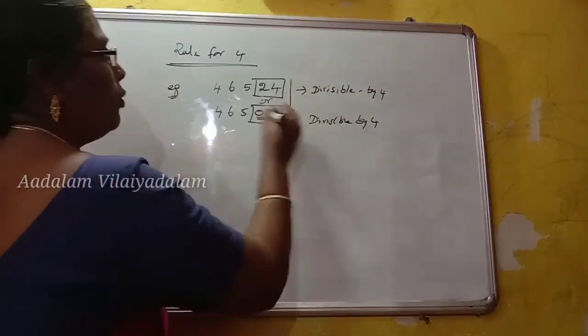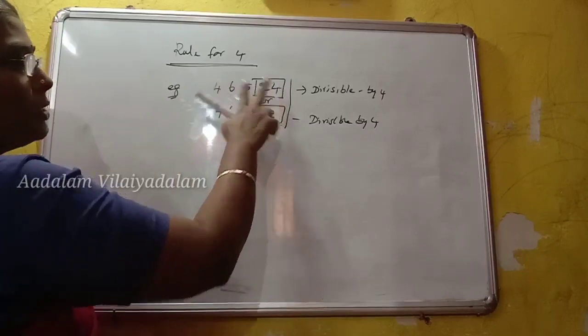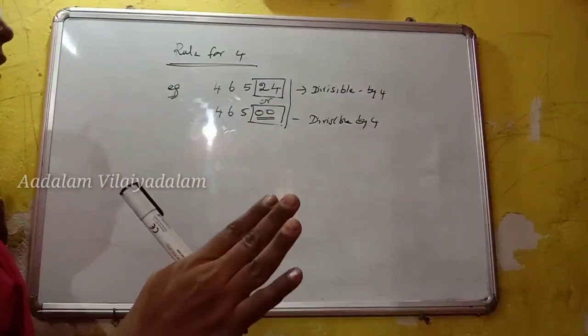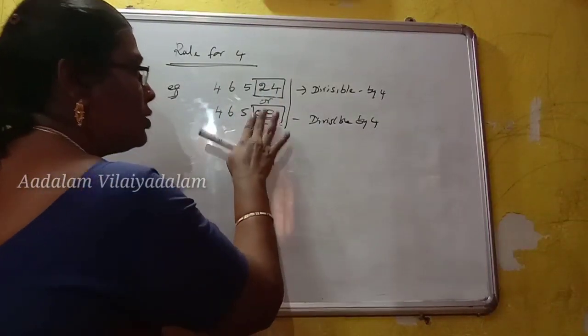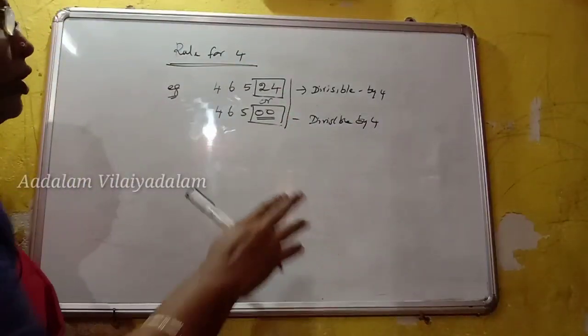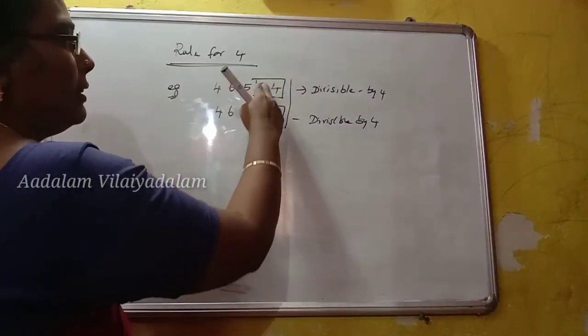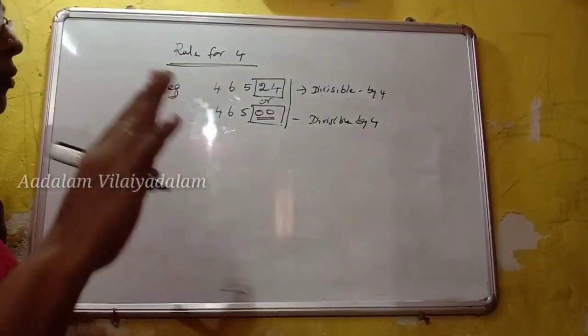This is the rule for 4. The last 2 digits should be in the 4th table or the last 2 digits should be 0. If you see any cases like this, that is divisible by 4.